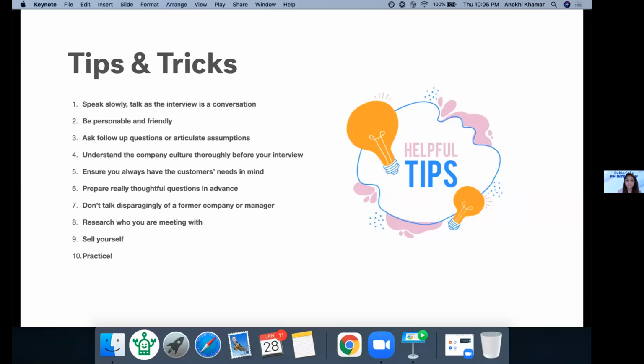Preparing really thoughtful questions in advance, so thinking about what you want to get out of that interview and understand about the company and whether or not it's a fit for you as well. Don't talk disparagingly of a former company. When you're asked, when were you in a situation where you failed, or describe a team member that was challenging to work with, there are questions they throw you during the case round that may tempt you to, but stay professional and give your answers as best as possible without really giving folks up.